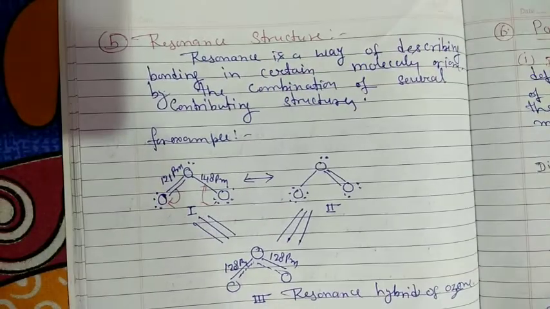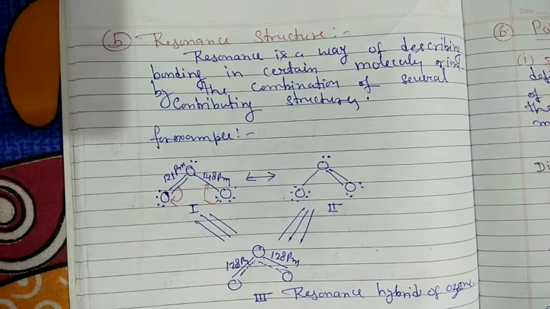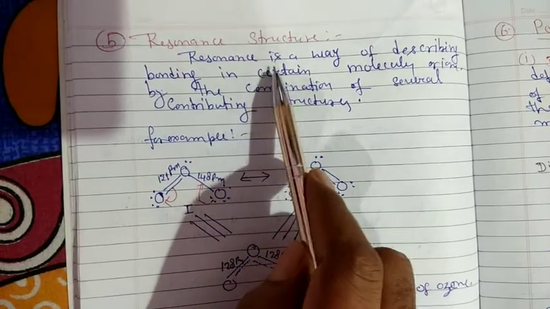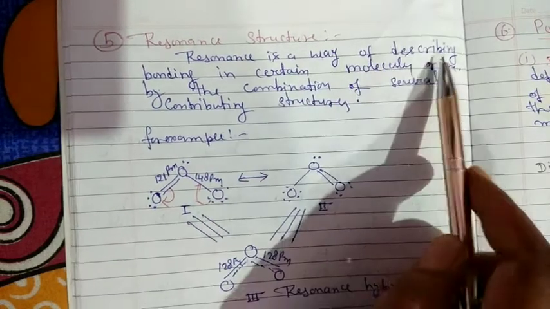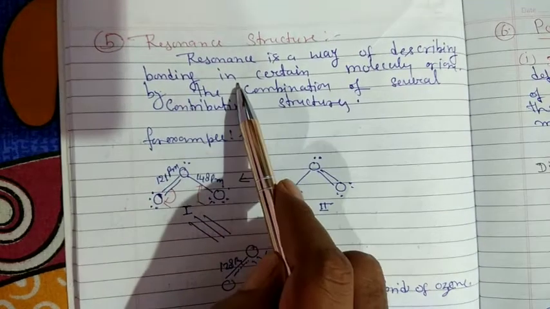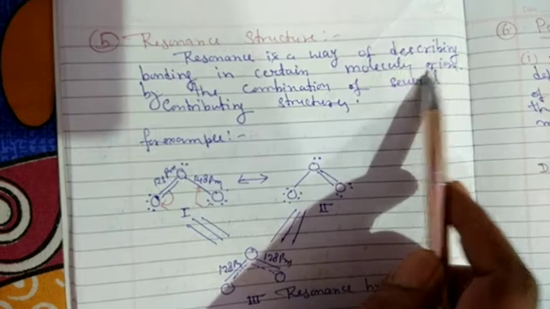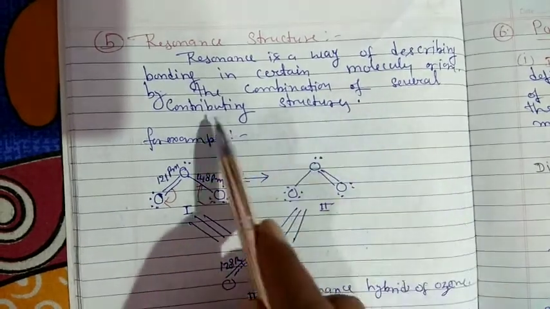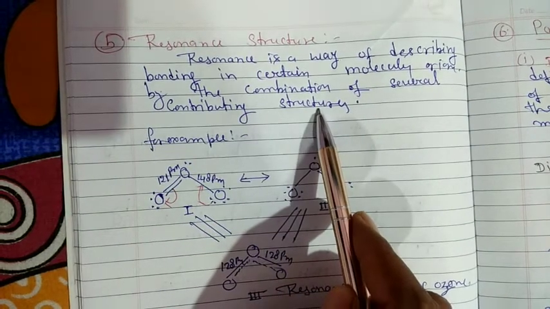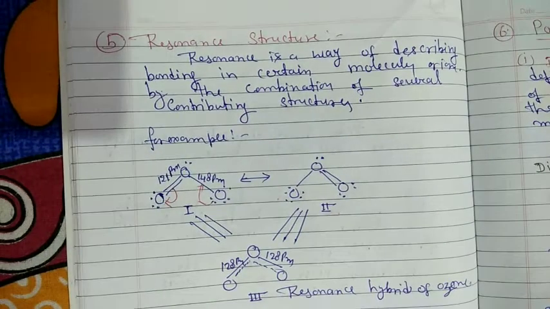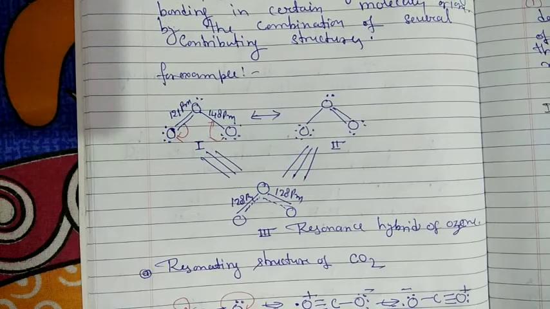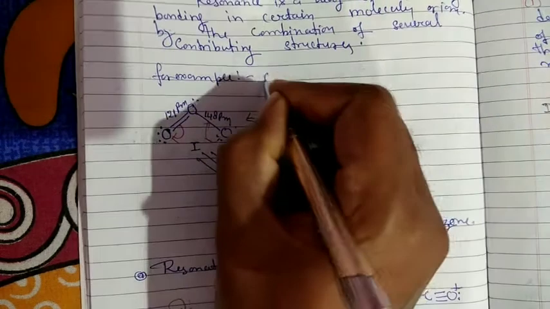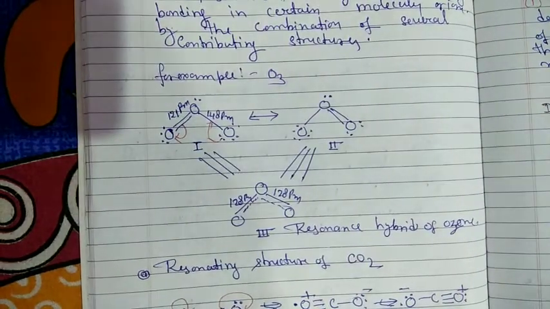And next, resonance structure. What is resonance structure? Resonance is a way of describing bonding in certain molecules or ions by the combination of several contributing structures. This is called resonance or resonance structure. For example, we take the example of O3, ozone.